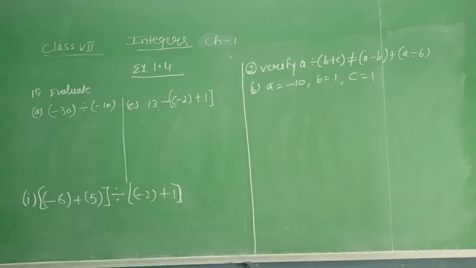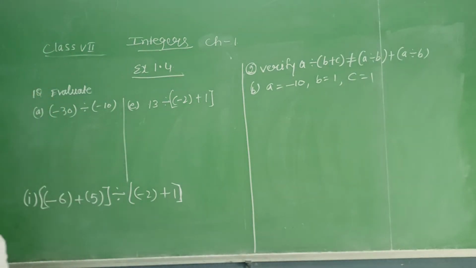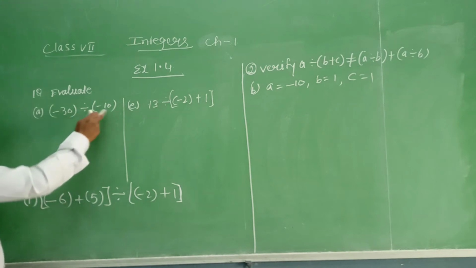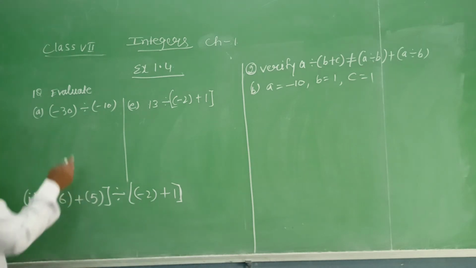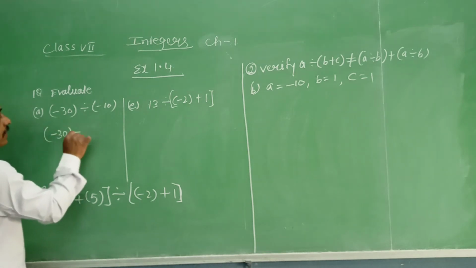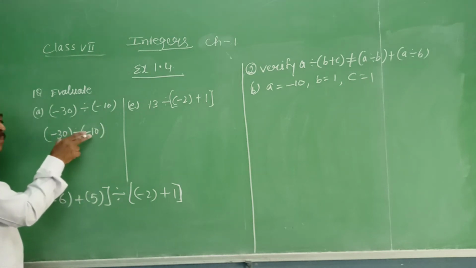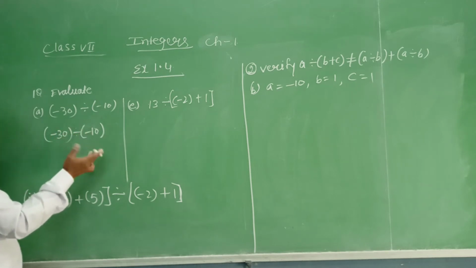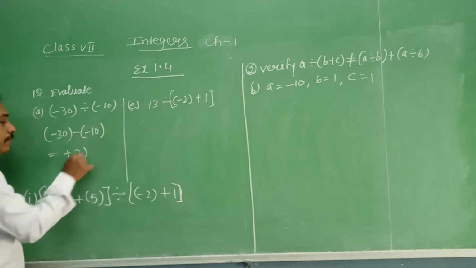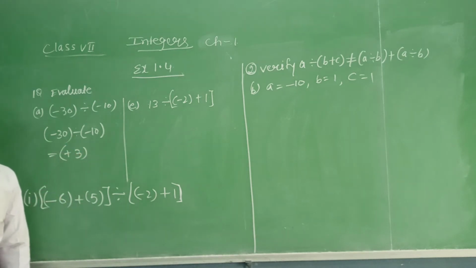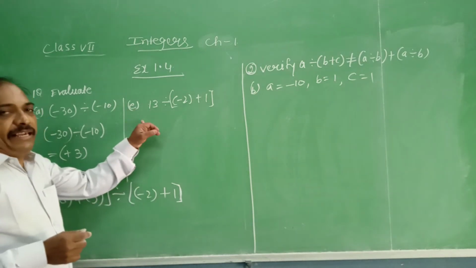Let us see exercise 1.4, some of the questions from that. First one, evaluate minus 30 divided by minus 10. When we divide two negative integers, the quotient is always positive. You divide as normal, 30 divided by 10, and put a plus sign for the quotient. So minus 30 divided by minus 10 is equal to plus 3. We know the division, 10 3s are 30. Next, let us see question number E in the same bit.